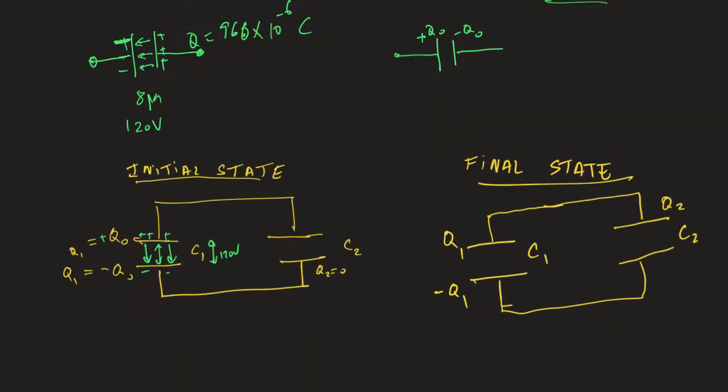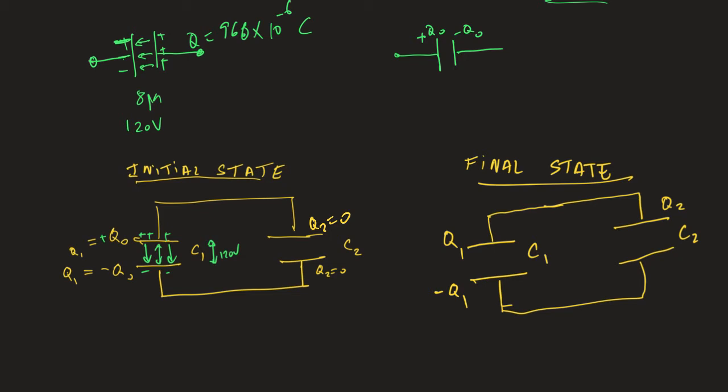So we start with one initial state where the capacitor C1 is charged with 960 microcoulombs. There is an electrical field here, there is a potential energy of 0.058 joules, and there is a potential difference here of 120 volts. This is our initial state. When we connect this surface with the surface of the other capacitor C2, initially the capacitor C2 had charge Q2 equals 0. It wasn't charged.